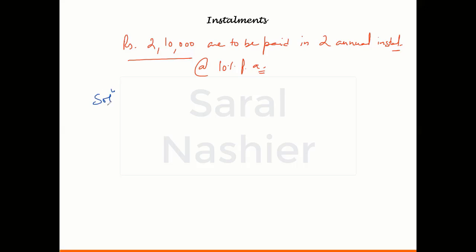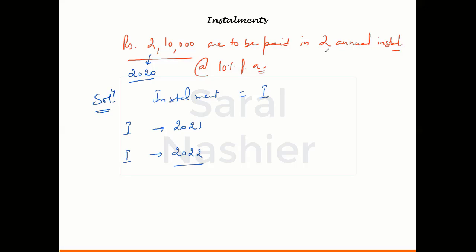The simple funda is that suppose the installment is equal to I. That means, let's say I've taken the loan of 2,10,000 in 2020, so I would be paying I rupees in 2021, and I would be paying I rupees in 2022 because I have to pay 2 annual installments. If the rate is 10%, what is the present value of this 2021 payment in 2020? You know present value we get by dividing. So it will be I divided by 1 plus 10 by 100.